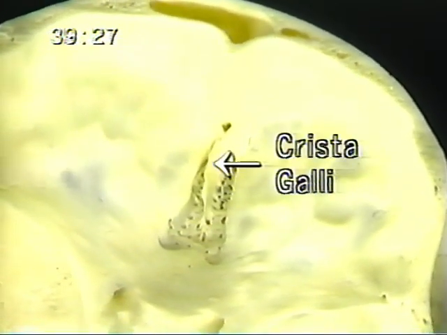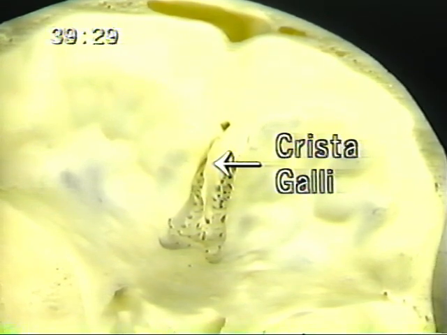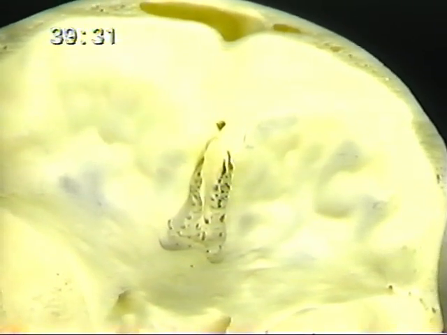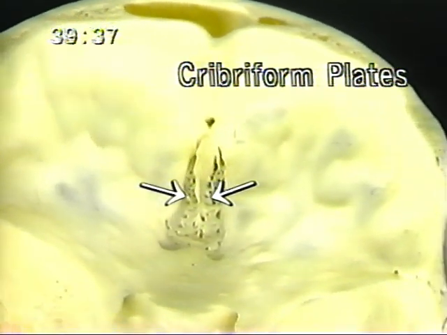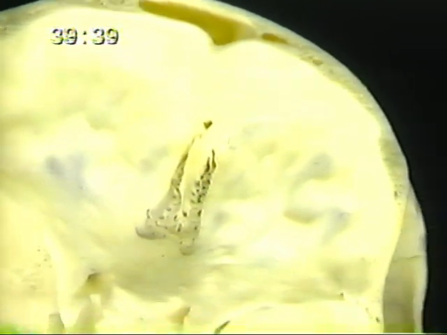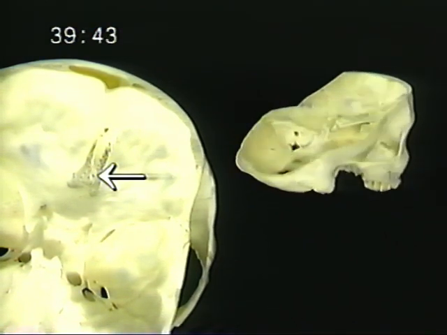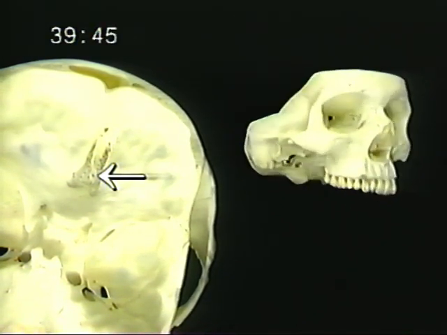This crest in the midline is called the crista galli. On either side of it is a depression, the base of which is formed by these small areas of thin perforated bone, the cribriform plates. The cribriform plate forms the very narrow roof of the nasal cavity.